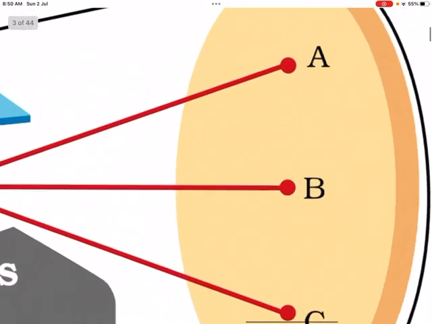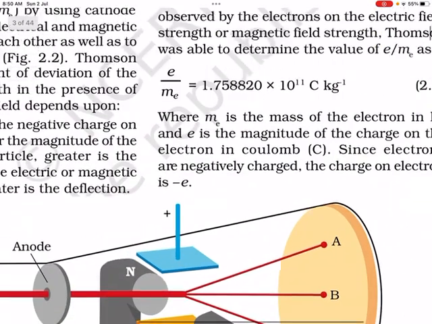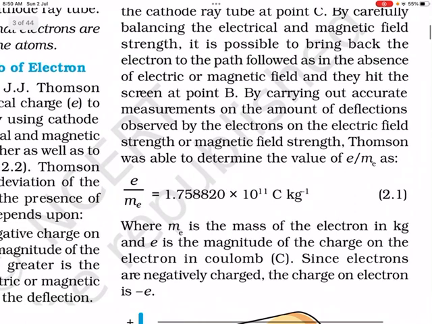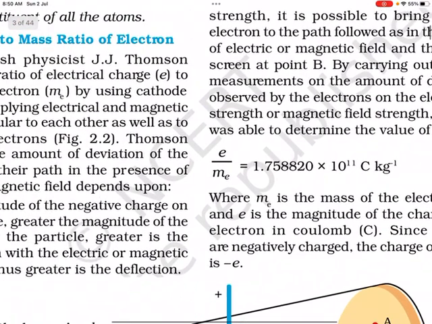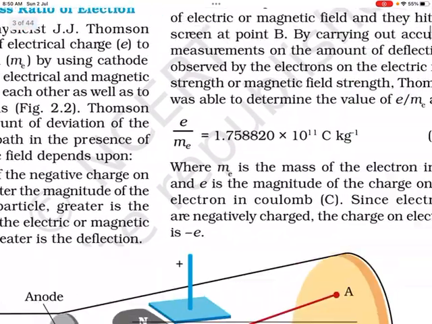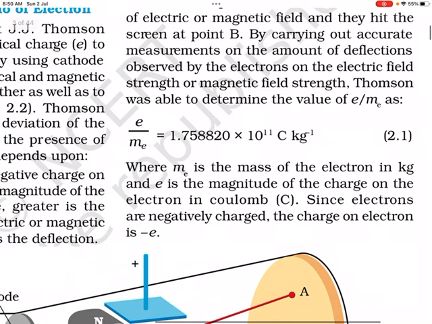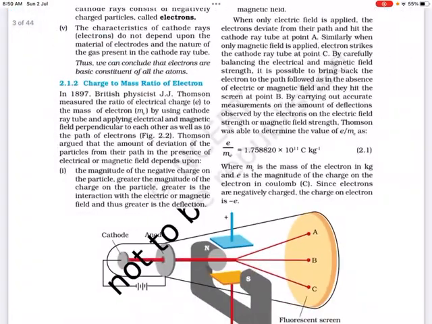By carrying out accurate measurement of the amount of deflection observed for the electron under the electric field strength and the magnetic field strength, Thomson was able to determine the value of e/m, the charge to mass ratio. That is 1.758820 × 10^11 C/kg.